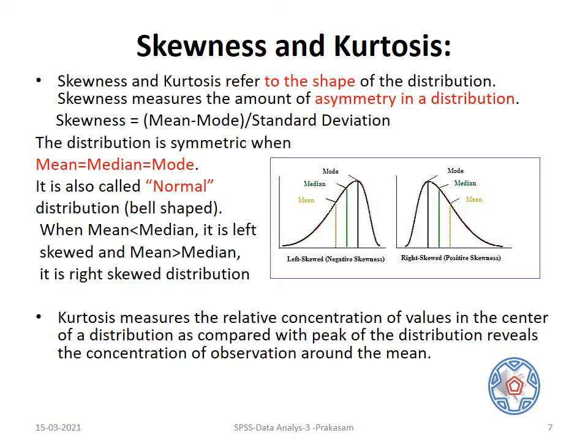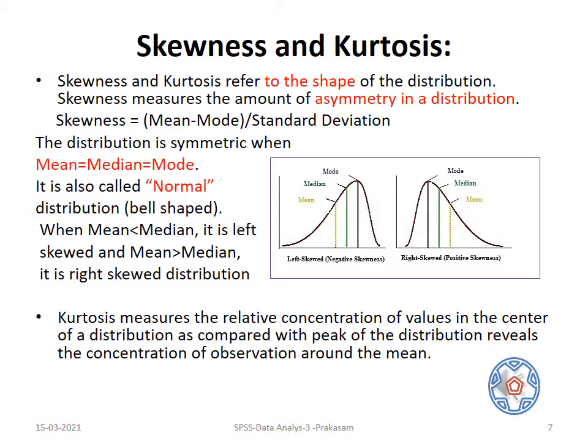Therefore, if you look at the graph, the distribution is symmetric whenever mean equals median equals mode. That means it will look like a bell-shaped curve. Then it is called a normal distribution. When the mean is less than the median, then it is left skewed. When the mean is greater than the median, then it is right skewed.